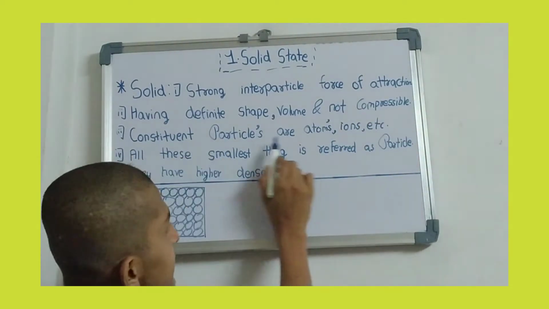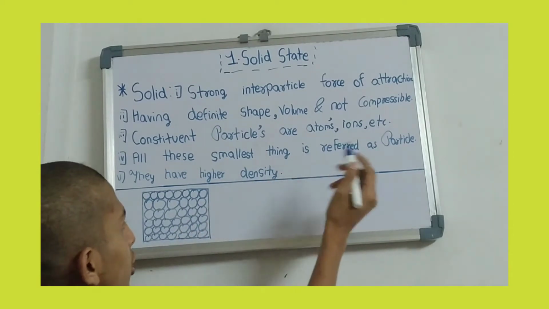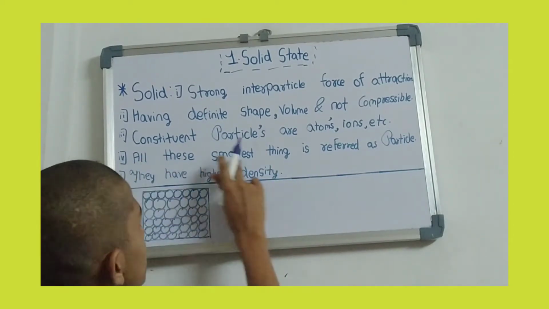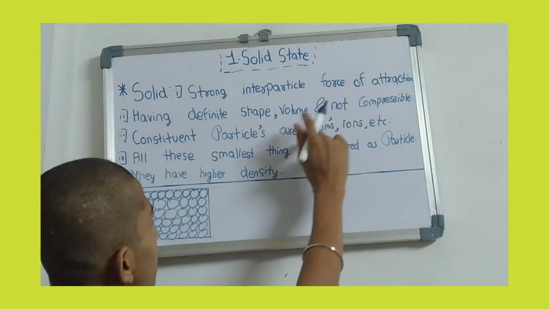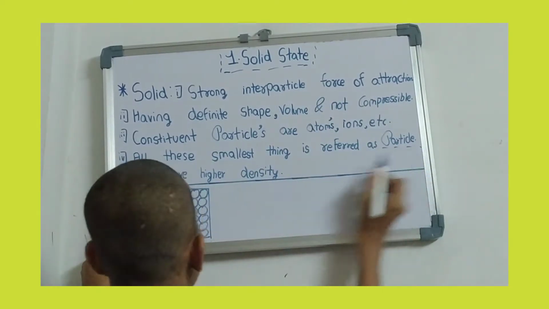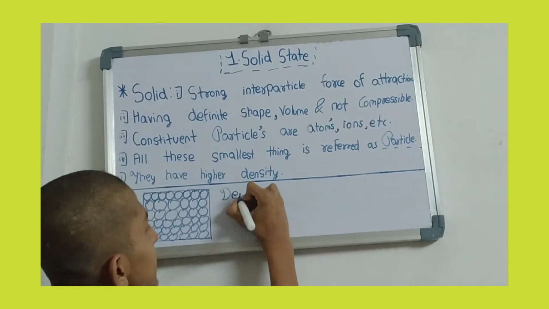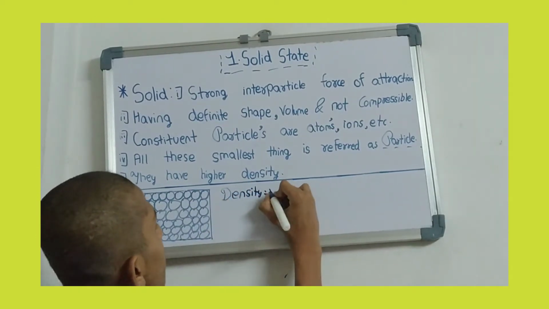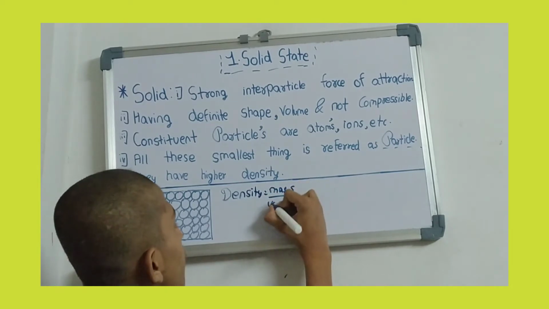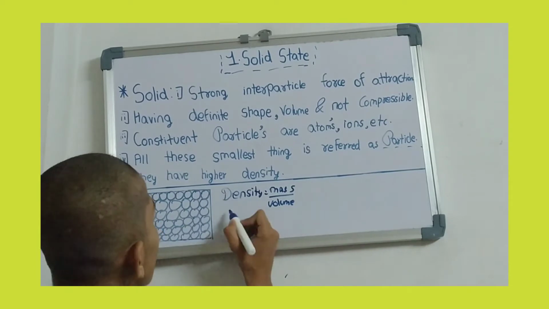The constituent particles are atoms, ions, etc. The particles that are present can be an atom, an ion or a molecule. All the smallest units, that is the smallest atoms and ions, are referred to as particles in this chapter. The fifth point is that they have a higher density. We know that density is equal to mass upon volume. As the number of particles per unit volume is more, the density will also be higher.